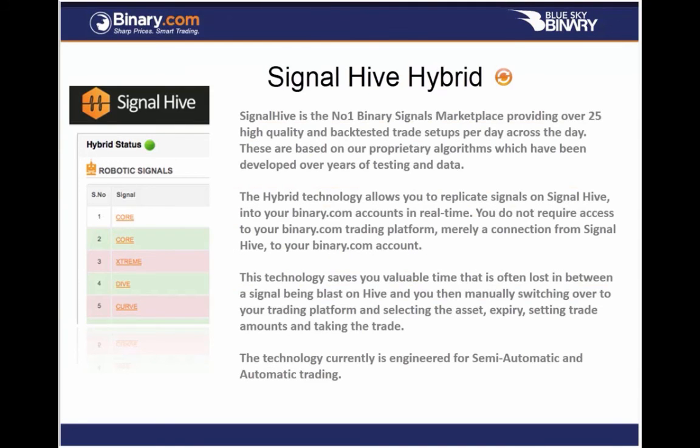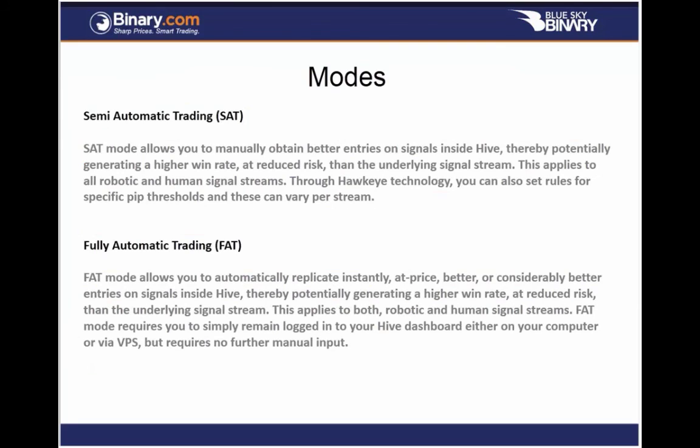Last call for questions, and while I'm waiting, I'm just going to show you very briefly a few things about Signal Hive and Hive Hybrid, which is the auto trading functionality that we have created. You can have various signal streams inside Signal Hive, and there are two modes you can use: a semi-automatic mode and a fully automatic trading mode, so that you don't have to be in front of your PC for the trades to get replicated to your account.